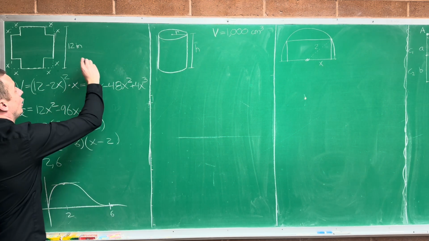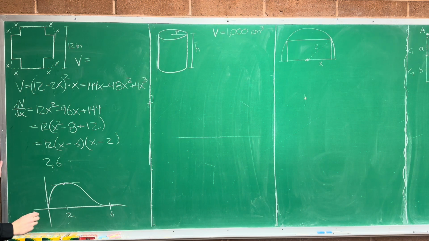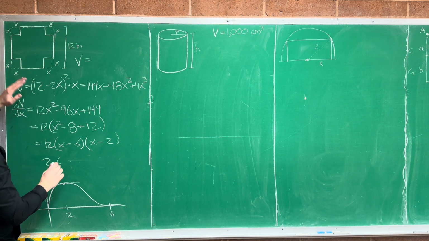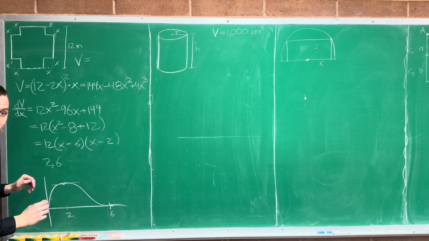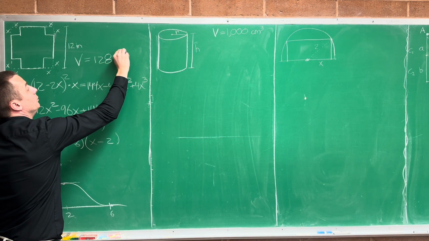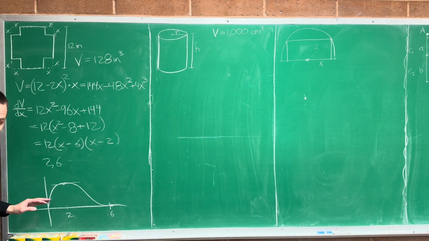So what is our max volume going to be? What is the volume of our box going to be if we cut out 2 inches? It's going to be 8 times 8 times 2. So 128 cubic inches is the biggest box you can possibly make using that material. Make sense?